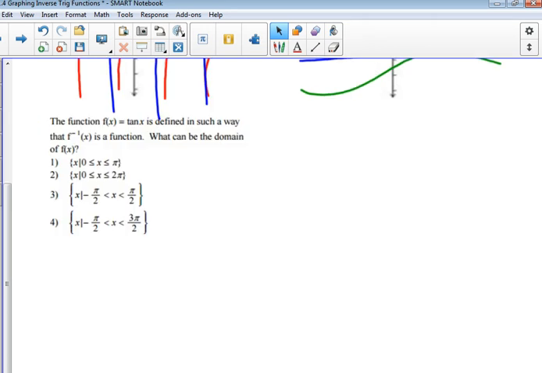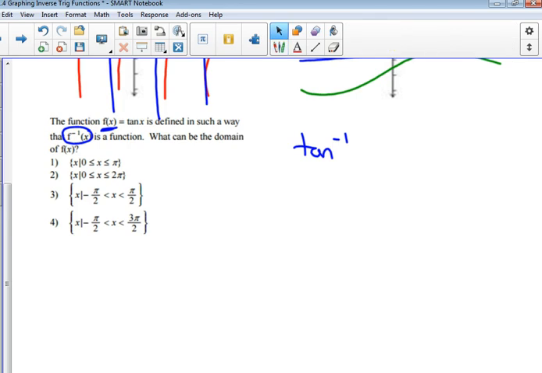So here's a tricky multiple choice question as well. They say tan x is defined in such a way that f to the -1 is a function. What can be the domain of f of x? What this is saying is a little tricky. See how f of x equals tan x? So f to the -1, who can tell me what is f to the -1 going to be? The inverse. So tan -1. That's what they're looking at, that this is a function. What can the domain be of f of x?